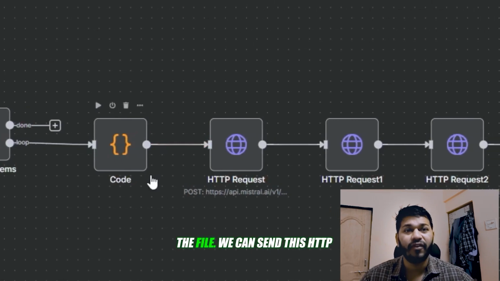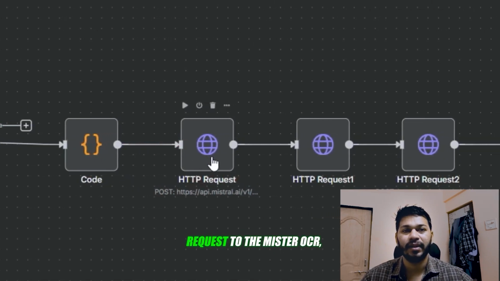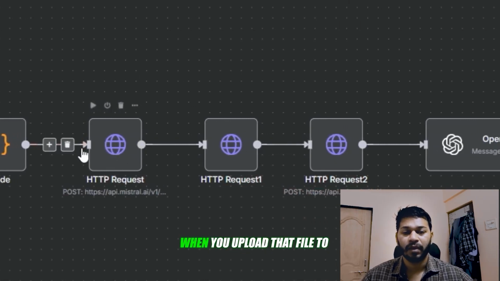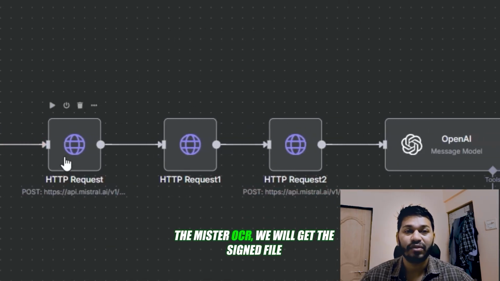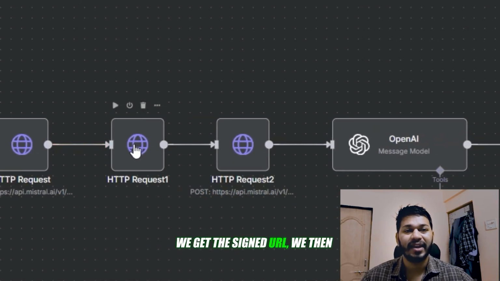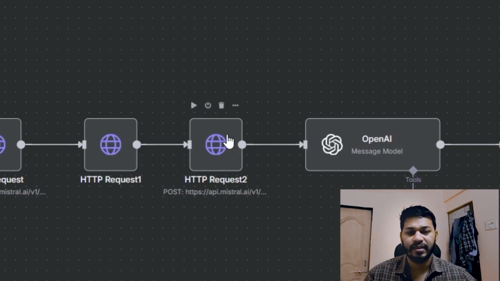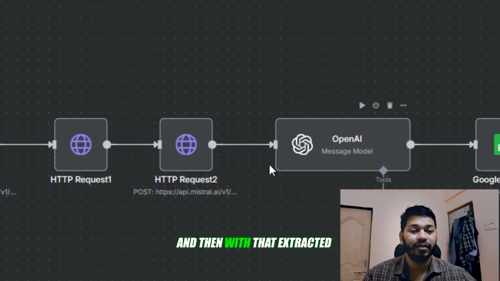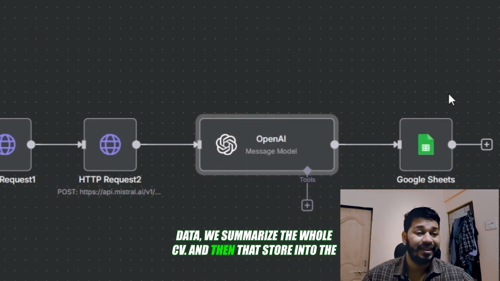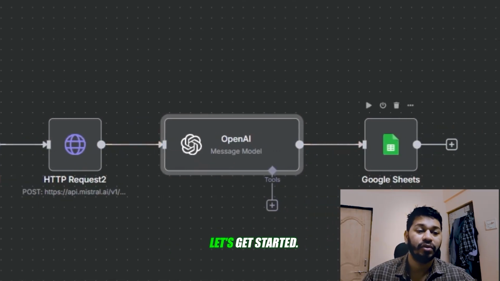Once we get the file, we can send this HTTP request to the Mistral OCR, which is an extraction tool. When you upload that file to the Mistral OCR, we will get a signed URL from the Mistral OCR. Once we get the signed URL, we then extract this file, and with that extracted data, we summarize the whole CV, and then that is stored into the Google Sheet.